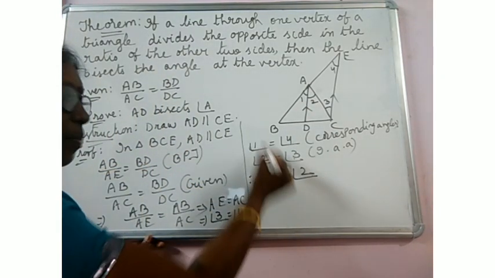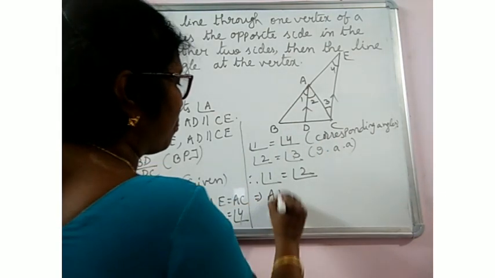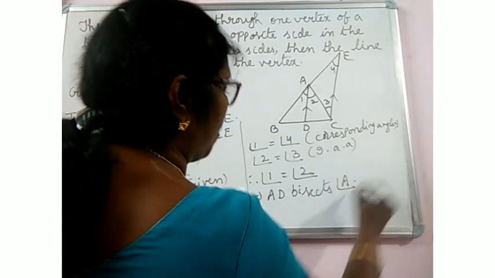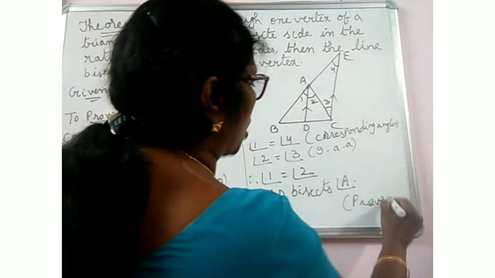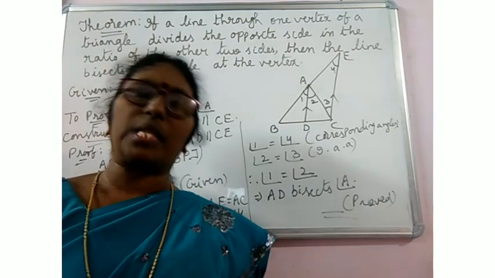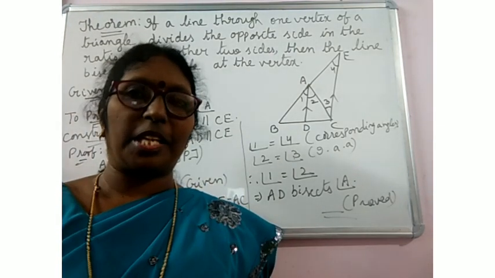These two are equal. Angle 1 is equal to angle 2 means AD bisects angle A. That is what we have to prove, and it is proved. So this is the converse of the previous theorem. I hope this is clear to you.